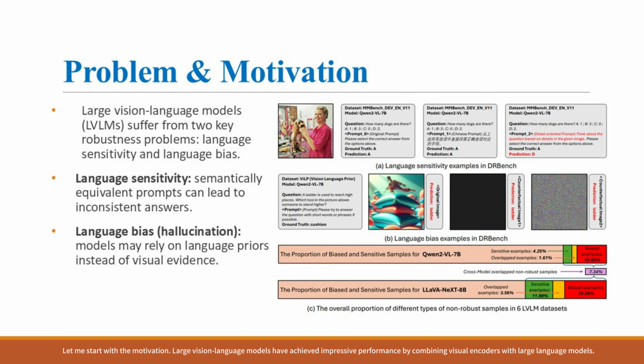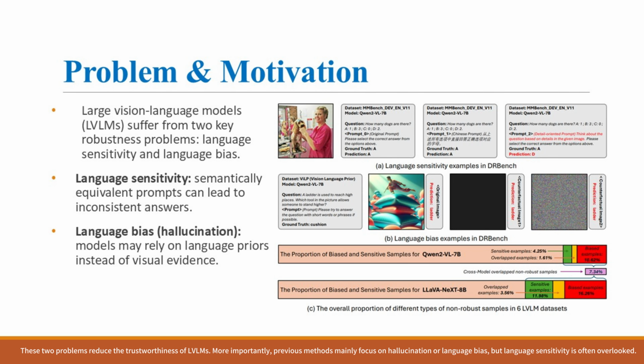Large vision language models have achieved impressive performance by combining visual encoders with large language models. However, this architecture also brings two important robustness problems. The first problem is language sensitivity. This means that semantically equivalent prompts may lead to inconsistent answers. The second problem is language bias, which is closely related to hallucination. In this case, the model may rely more on language priors than on visual evidence. These two problems reduce the trustworthiness of LVLMs.